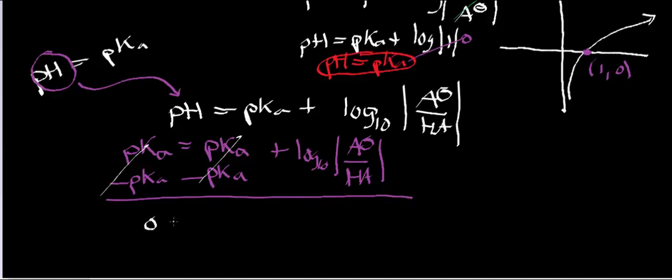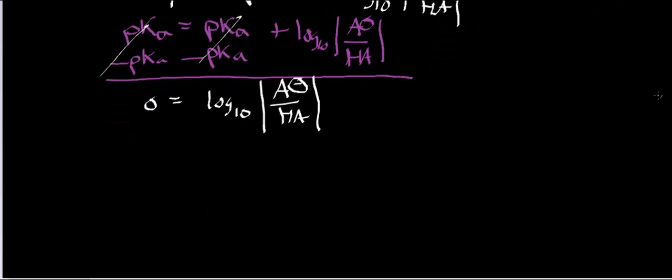So you should get 0 is equal to the log base 10 of the concentration of the conjugate base divided by that of the conjugate acid. And again, those are just concentrations that can be in molarity or moles. But how do I isolate the ratio of the conjugate base to that of the conjugate acid? How do I do that? Well, what I can do is an anti-logarithm, and since the base here is 10, I can take 10 to both sides. So 10 to the 0 is equal to 10 to the log base 10 of the concentration of A minus over that of HA.